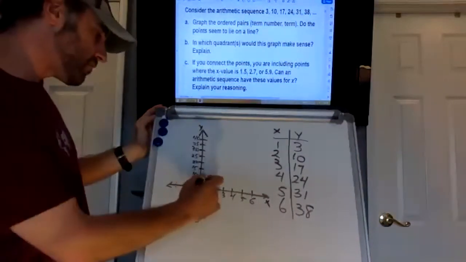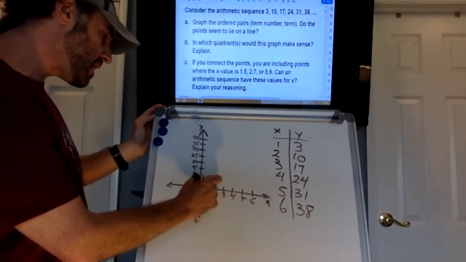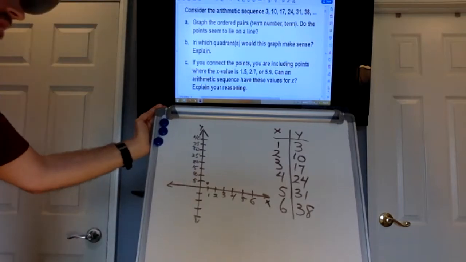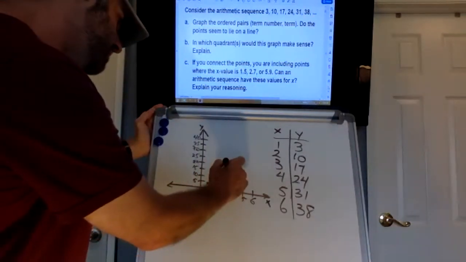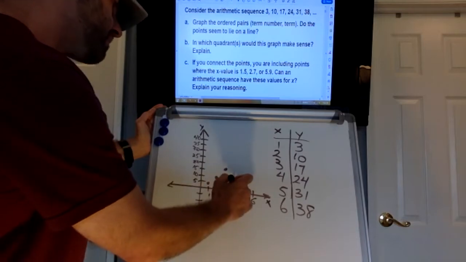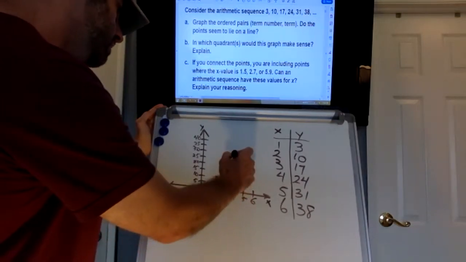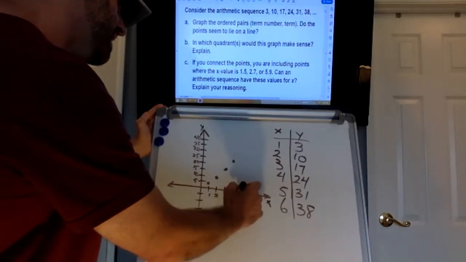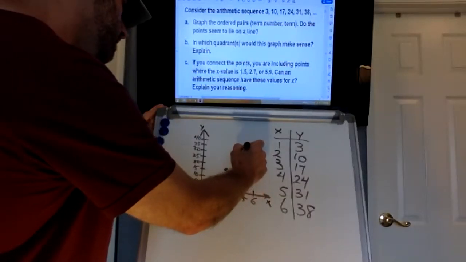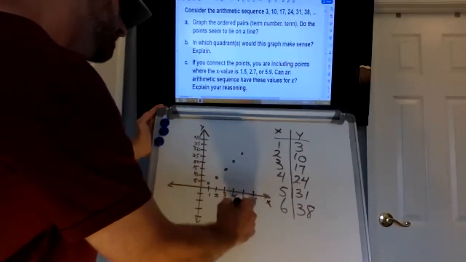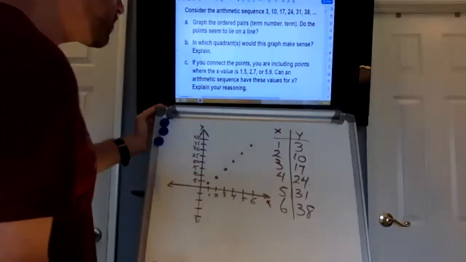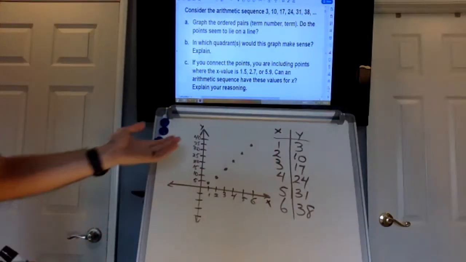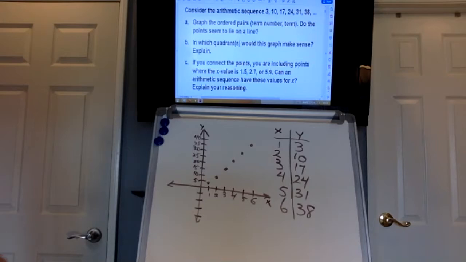Okay, so (1, 3) is about there. I'm kind of estimating it. There's (1, 3), (2, 10) right there, (3, 17), (4, 24), (5, 31), (6, 38). And the question is, do the points appear or seem to lie on a line?